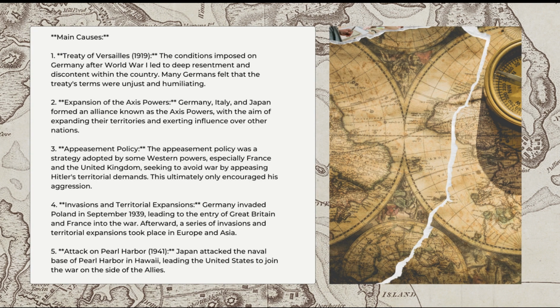Main causes. 1. Treaty of Versailles, 1919. The conditions imposed on Germany after World War I led to deep resentment and discontent within the country. Many Germans felt that the treaty's terms were unjust and humiliating.